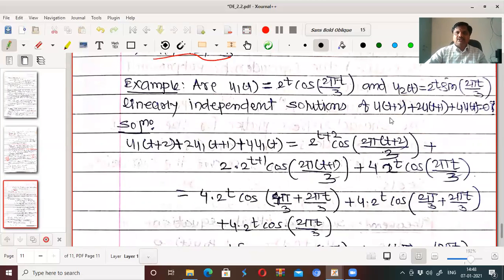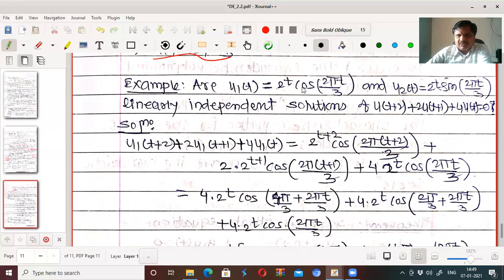So first of all, I will go for u1t. We will see whether u1t satisfies this or not. Therefore, I will find the value of u1 of t plus 2 plus 2 u1 of t plus 1 plus 4 u1t. If it is 0, then u1t is the solution of this one. u1 of t plus 2 plus 2 u1 of t plus 1 plus 4 u1t equal to 2 to the power t plus 2. Why? Because u1t is 2 to the power t cos 2 pi t upon 3.